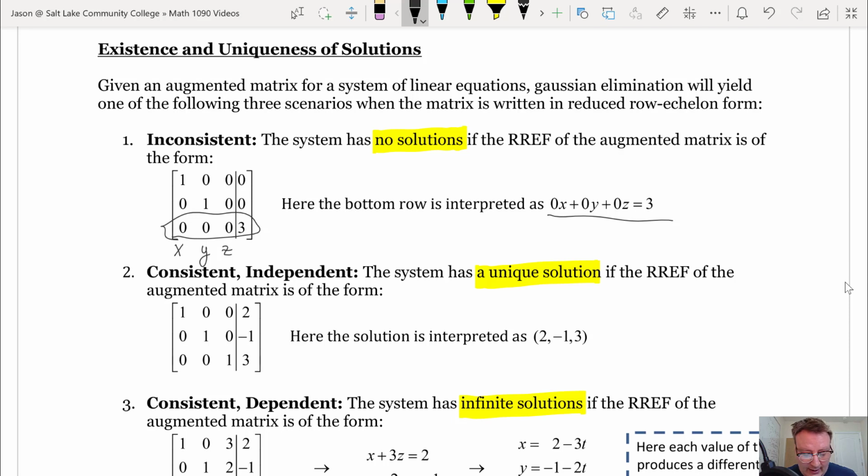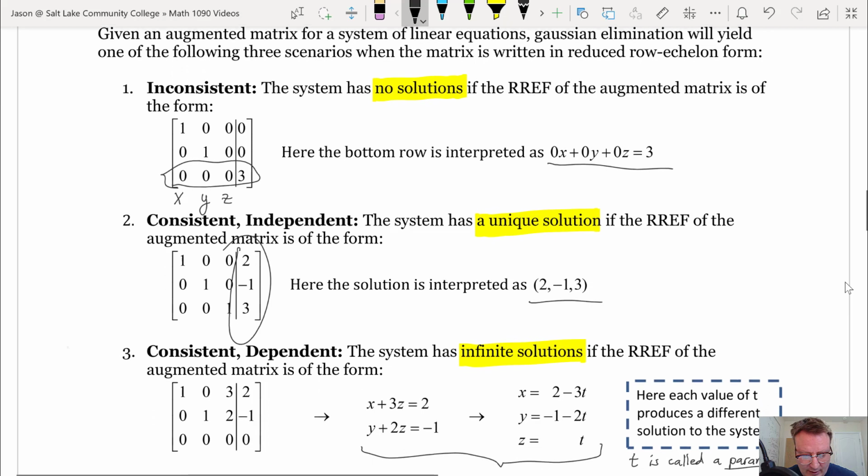Okay, the next scenario is a consistent independent system. So the system has a unique solution if the reduced row echelon form of the augmented matrix is of the form that you see here, where we have ones down the diagonal and zeros everywhere else. So only in this situation do you get a unique solution. And then the solution is kind of nice because you can just read it off. It's just that column of numbers. The first one is the x. The second value is going to be for y. The third will be for z. And so we get this single point as our solution.